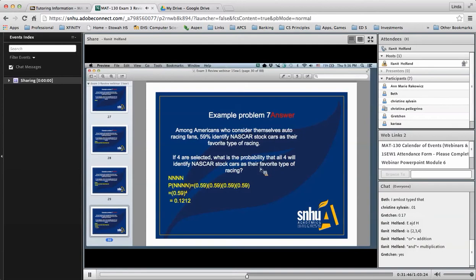Okay, does that make sense? I think that writing it out like this really helps you just see that each of these N's is going to contribute this 0.59.